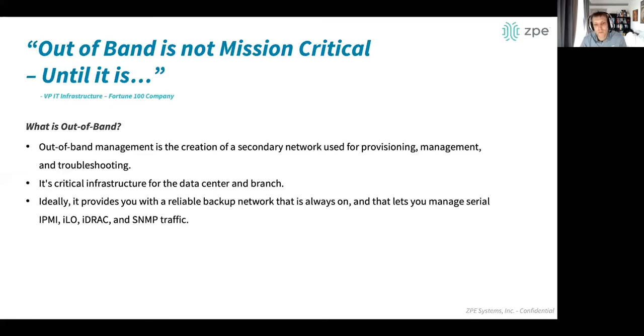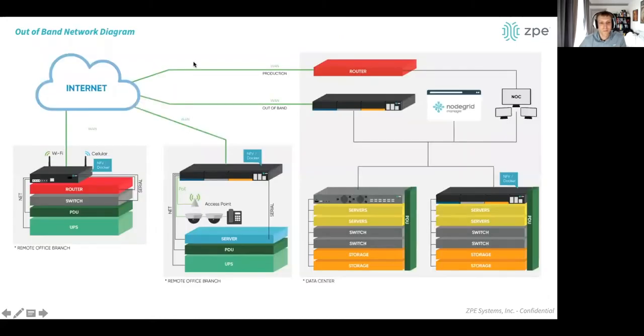Okay. So up here you've got a quote: out-of-band is not mission critical until it is. It seems like with today's environment, that's definitely true. So walk us through, if you're going to build an out-of-band network, what are the key things that you need to be focusing on?